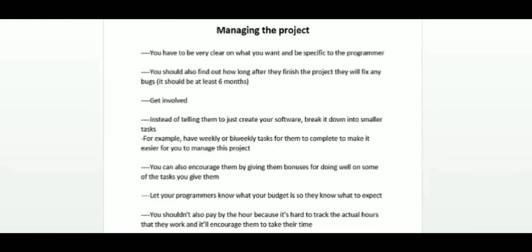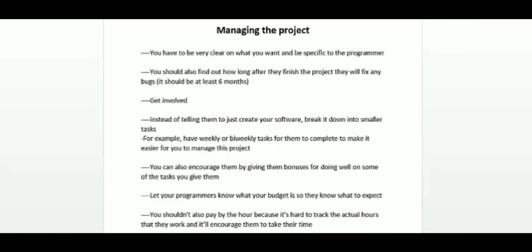Another thing you want to do when creating a software product is not to just outsource everything to the programmer and then be hands off. You really have to get involved and get your hands dirty if you want this to be a successful software product. Instead of just telling them to create your software product, you should break it down into smaller tasks so it is easier to work on, and better for you to monitor the progress.